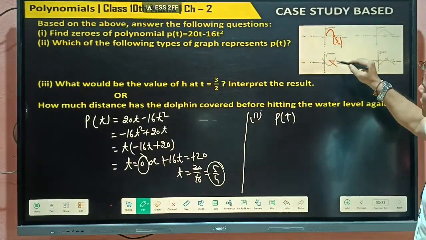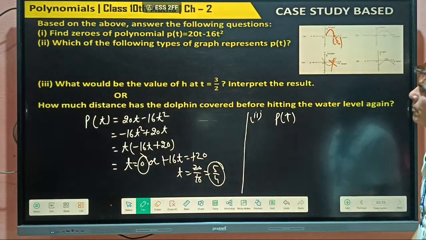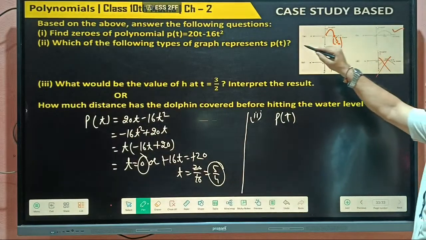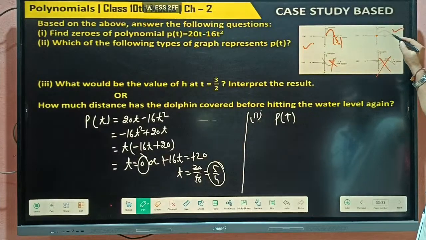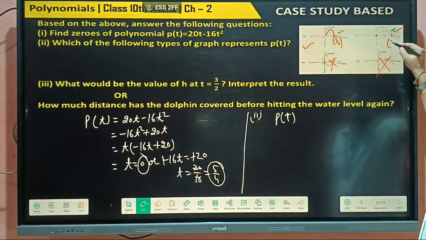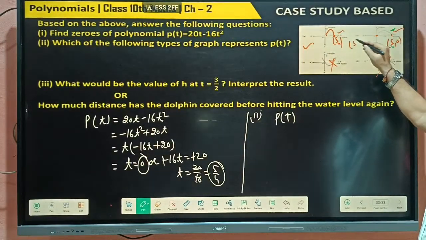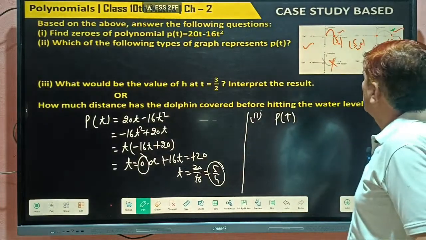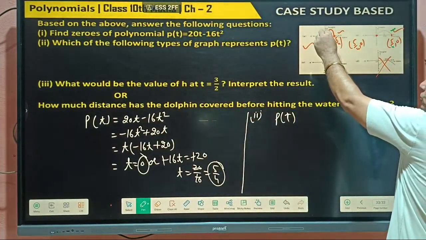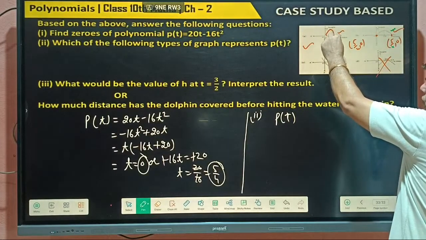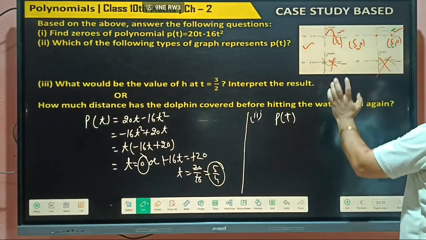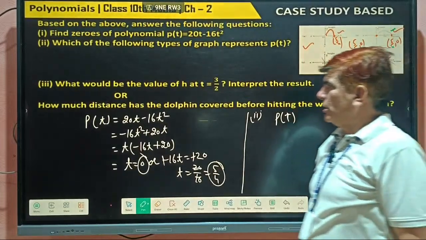So this graph is not possible, as it goes negative while the jump is in the positive part, upward. This also is not possible. This or this is possible. Here the starting point is 0, and the other point is 5 by 4 and 0. So either this or this. I told you the zeros are t equal to 0 and t equal to 5 by 4. This graph shows that, but this one is not possible since it does not go in the negative part. The jump is upward, so I think you understand.